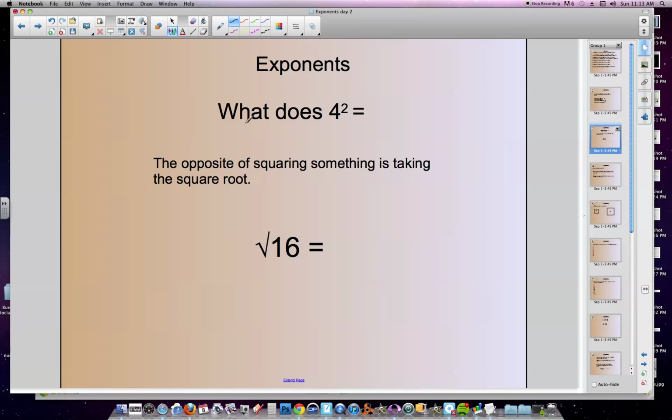So let's talk about 4 squared. Well, that means 4 times 4, right? Well, what is 4 times 4? Well, that's 16. So the opposite of that means, if I say, what is the square root of 16? Then you're saying, what times itself equals 16? Well, we just showed that 4 times 4 is 16. So the square root of 16 is 4.